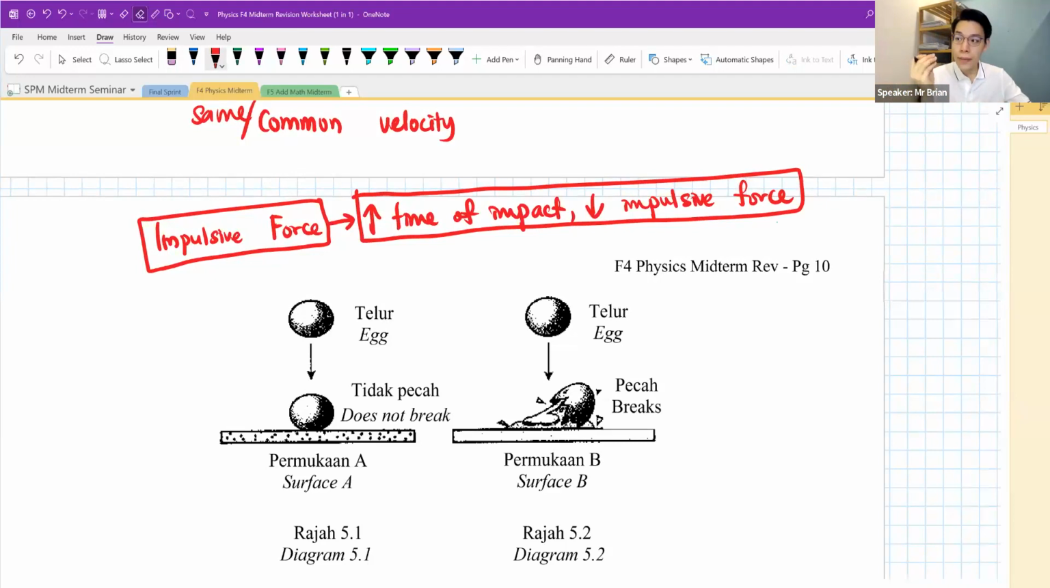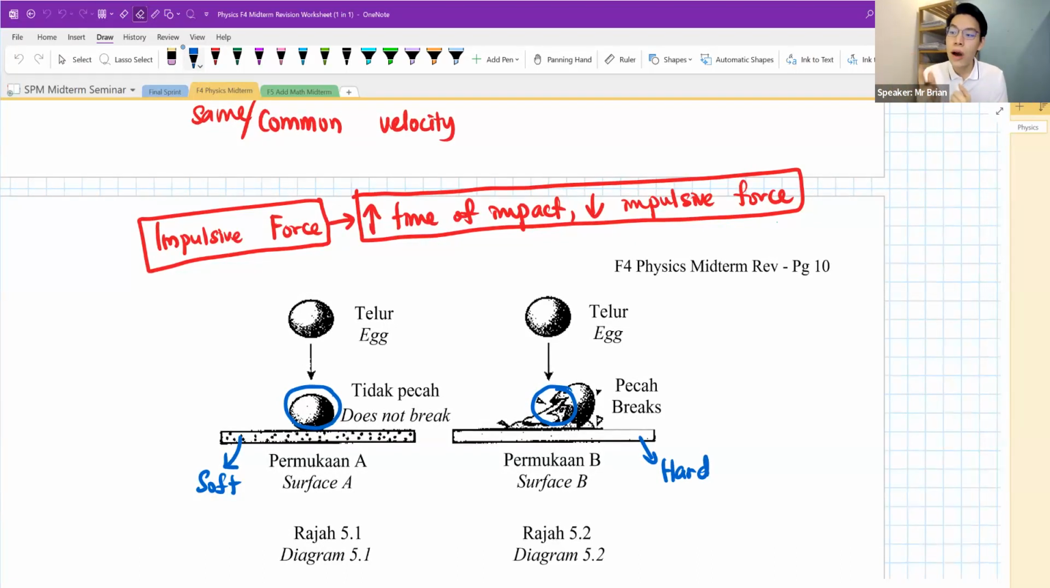So for impulsive force, we are usually talking about the type of material. So you see, I drop them from the same height. By right, they have the same momentum and same velocity by the time they reach down here. But how come one will break, one will not break? I speculate that this is a soft surface and this is a hard surface. And impulsive force is usually mainly talking about soft and hard surfaces.